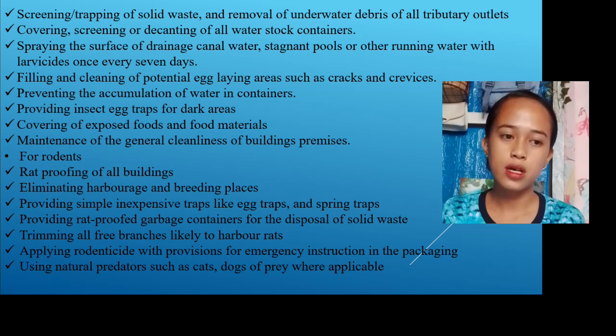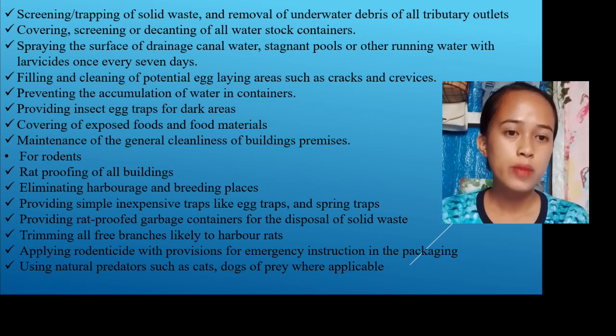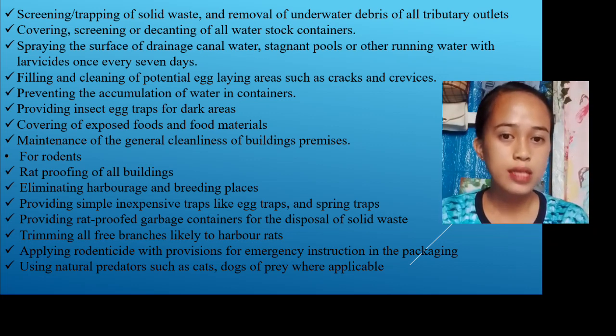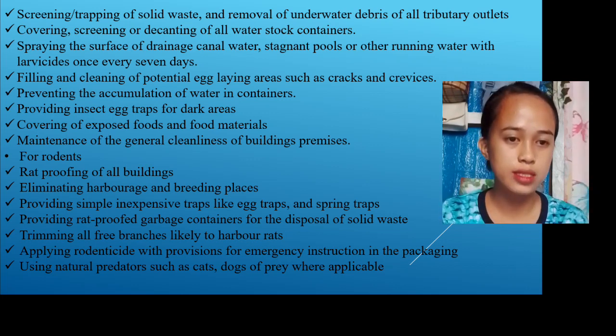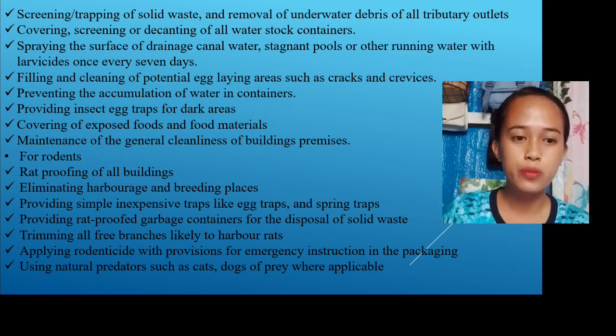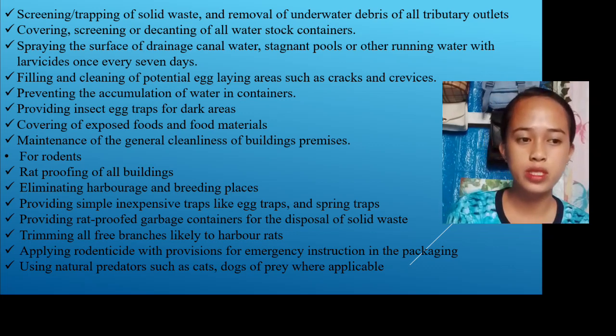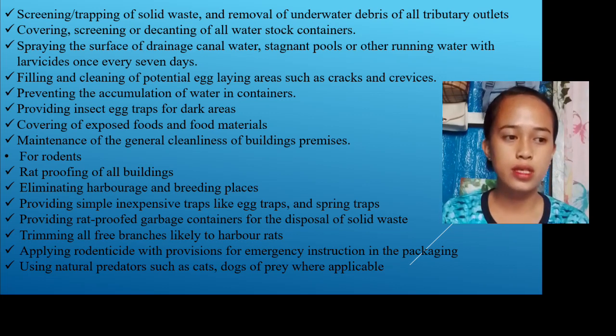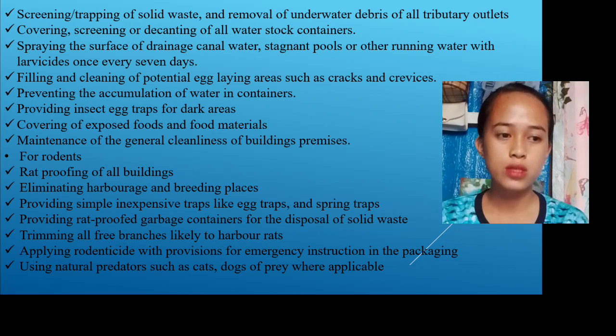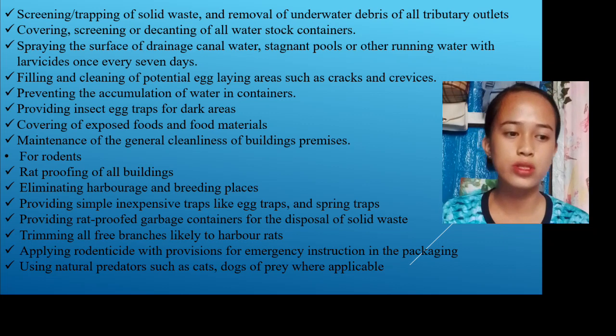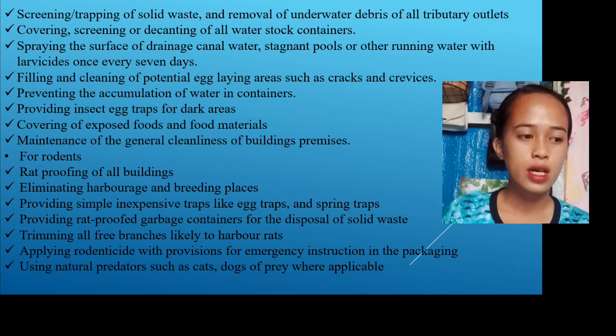So, for rodents. Rodents is yung mga malalaking yung mga rats, ganun. So, rat proofing of all buildings. Eliminating harborage and breeding places. Providing simple, inexpensive traps like egg traps and string traps. Providing rat-proof garbage containers for disposal of solid waste. Trimming all tree branches likely to harbor rats. Applying rodenticides with provisions for emergency instructions in the packaging.